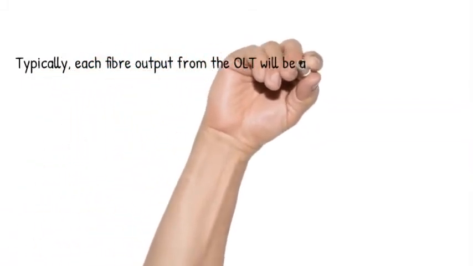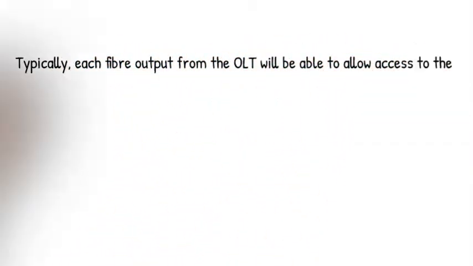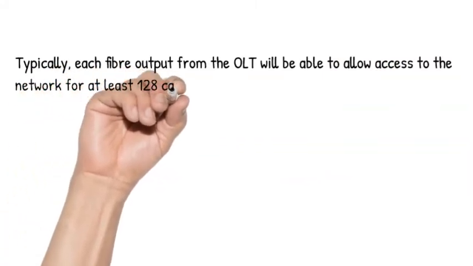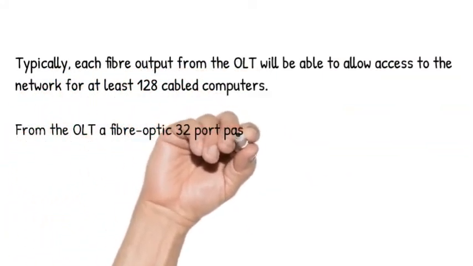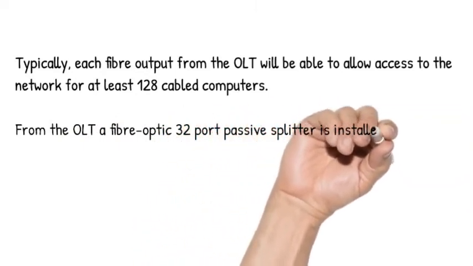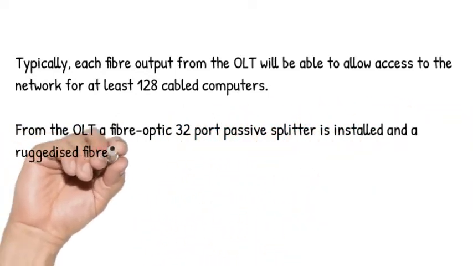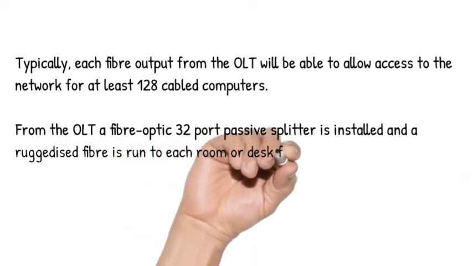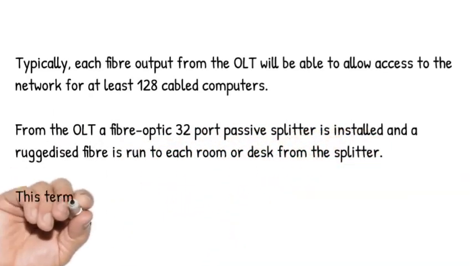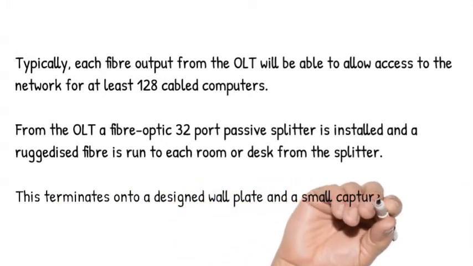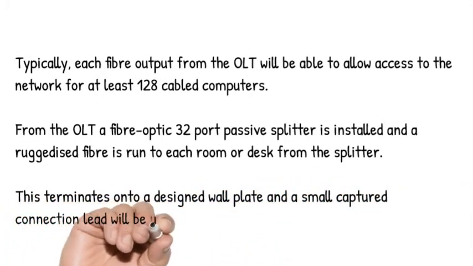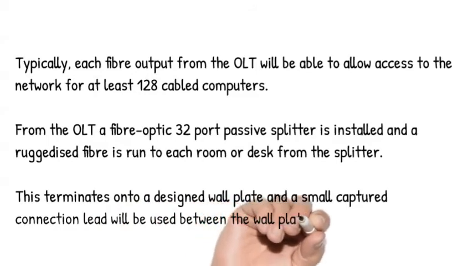Typically, each fiber output from the optic line terminator will be able to allow access to the network for at least 128 cabled computers. From the optic line terminator, a fiber optic 32-port passive splitter is installed and a ruggedized fiber is run to each room or desk from the splitter. This terminates to an optic network terminator or a designed wall plate, and a small captive connection lead will be used between the wall plate and the optic network unit or optic network terminator.